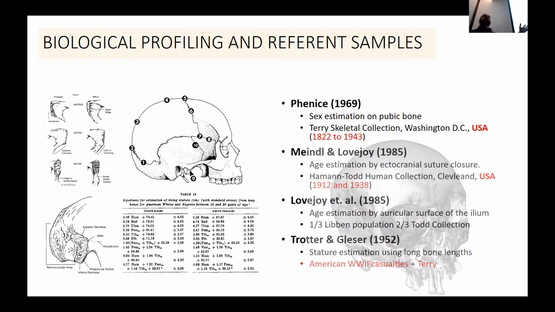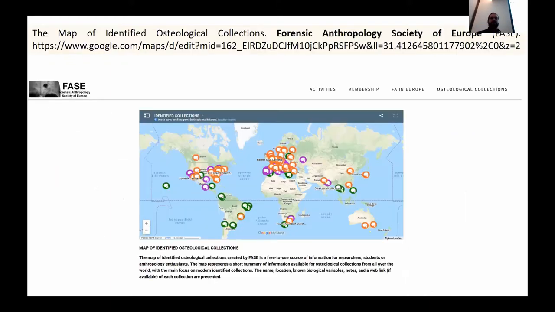This is an example of a few popular methods that are routinely used. For example, the method for age estimation using ectocranial suture, which was developed on the Hamann-Todd collection from the USA at the beginning of the 20th century, or the very popular method by Trotter and Gleser from 1952, which was based on American Second World War casualties. So the standards that we use are based firstly on American populations, and secondly on populations that do not fully meet the criteria of modern ones in today's sense.